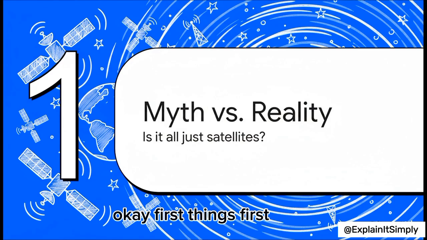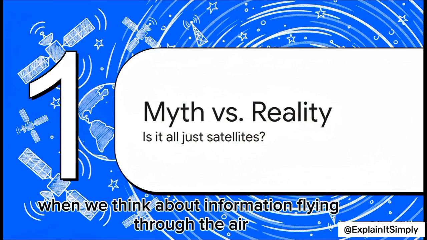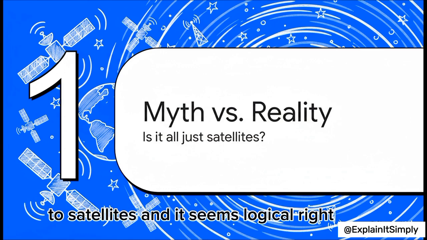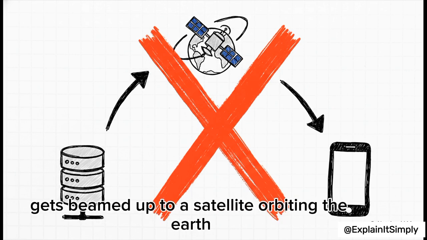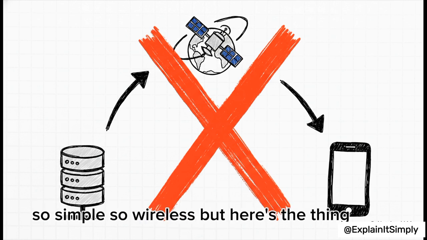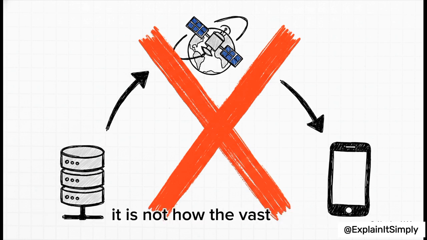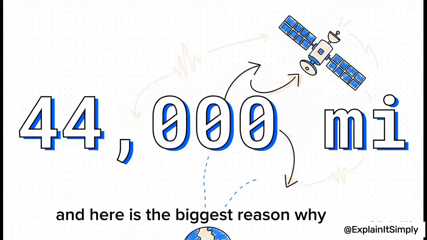Okay, first things first, we've got to tackle a huge misconception. You know, when we think about information flying through the air wirelessly, our minds often jump straight to space, to satellites. And it seems logical, right? A signal goes from a data center, gets beamed up to a satellite orbiting the Earth, which then beams that signal right back down to you. It sounds so clean, so simple, so wireless. But here's the thing. While that technology definitely exists, it is not how the vast majority of our daily internet works. And here is the biggest reason why.